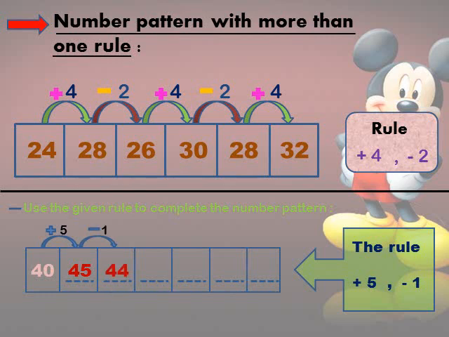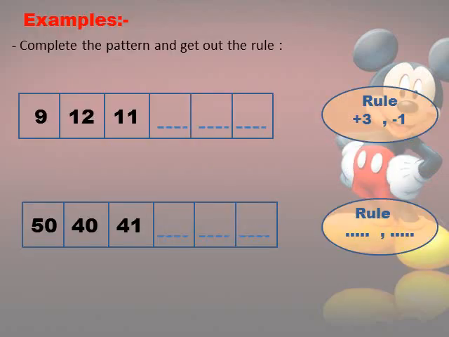Let's repeat the rule again. 44 plus 5 equals 49. 49 minus 1 equals 48. 48 plus 5 equals 53. 53 minus 1 equals 52. Okay? I think it's so easy. Let's move to another example.